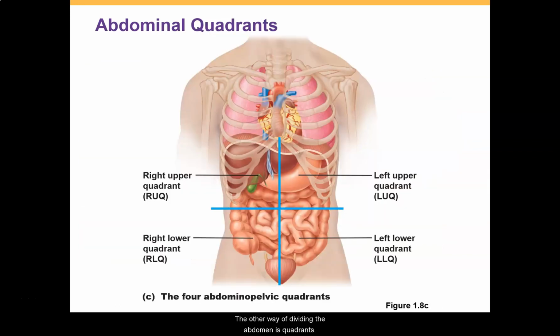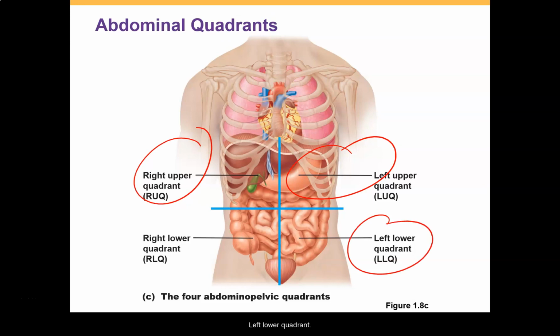The other way of dividing the abdomen is quadrants. This one's a lot simpler. Upper left quadrant. Upper right, right upper quadrant. Lower left, left lower quadrant. And the last one, take a deep breath, we're almost done. And the last one, the right lower quadrant.